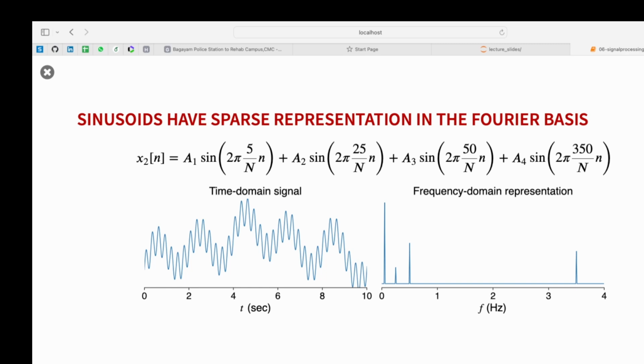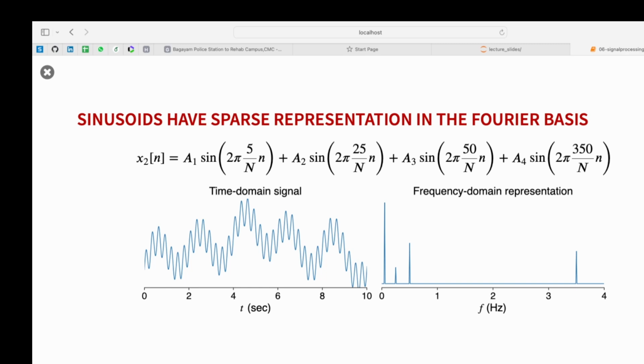So what the Fourier basis allows you to do, especially if you're dealing with rhythmic signals, right? It emphasizes the frequencies of the rhythmic components that you have and makes them stand out, essentially telling you what frequencies are primarily present in your original signal, okay? Which is not immediately clear if you directly look at the time domain signal.